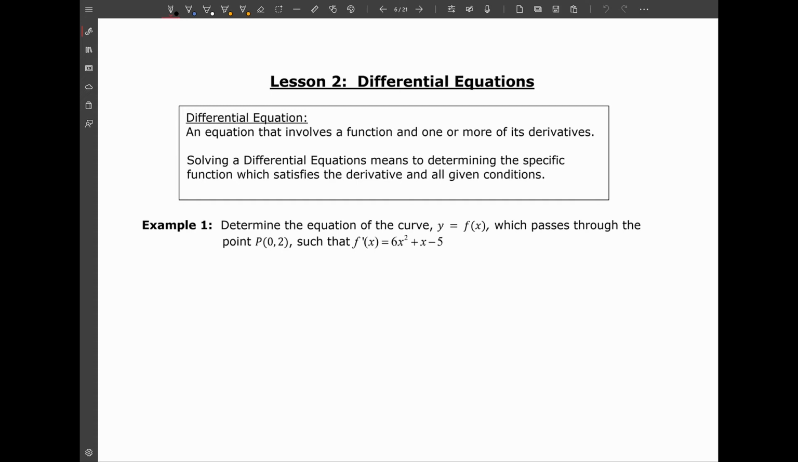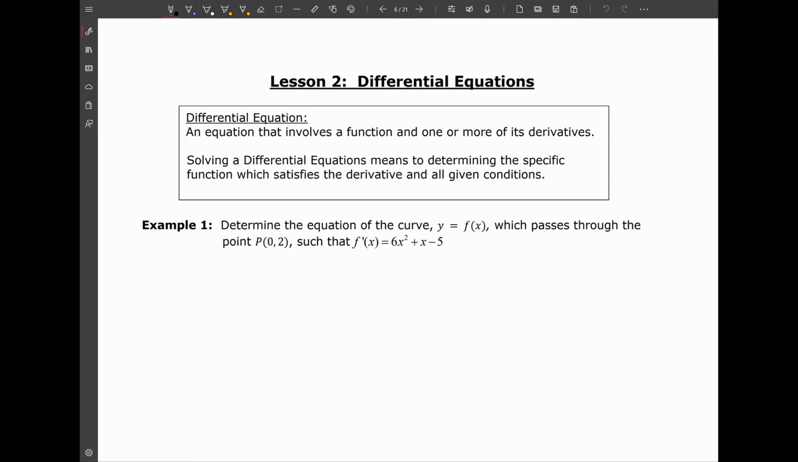Alrighty, folks, it is time for lesson 2, differential equations. So let's first make sure we know what a differential equation is. You probably have an idea that it has something to do with differentiating and equations. And you would be right. A differential equation is an equation that involves a function and one or more of its derivatives.